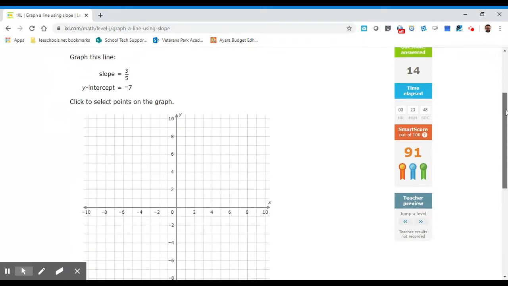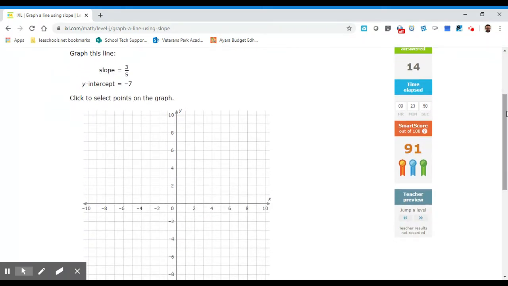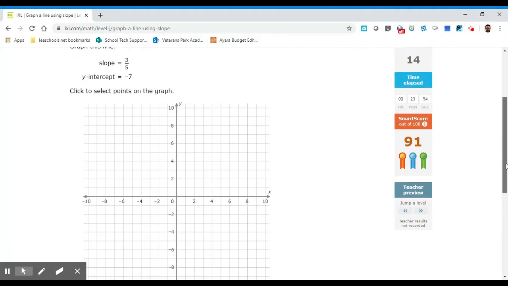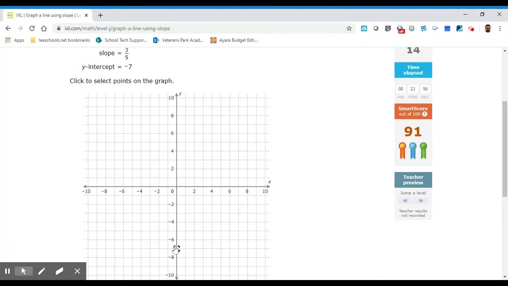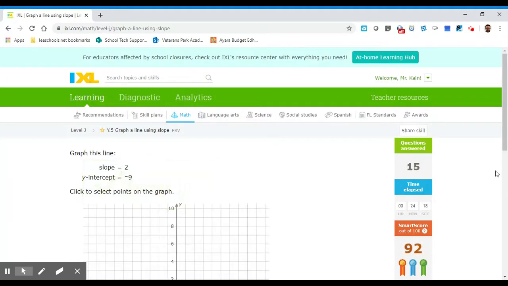We have a slope of 3/5 and a y-intercept of -7. So let's go ahead and go to the y-intercept, and let's plot a -7. So let's put a point. And from there, we are going to rise 3 and run 5. 1, 2, 3, and we're going to run 5. 1, 2, 3, 4, and 5. And one more time, if it's a positive slope, left to right, it's going to be going uphill. Okay. All right, let's do one more.